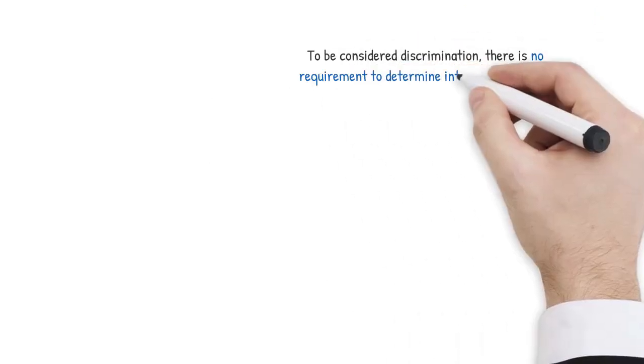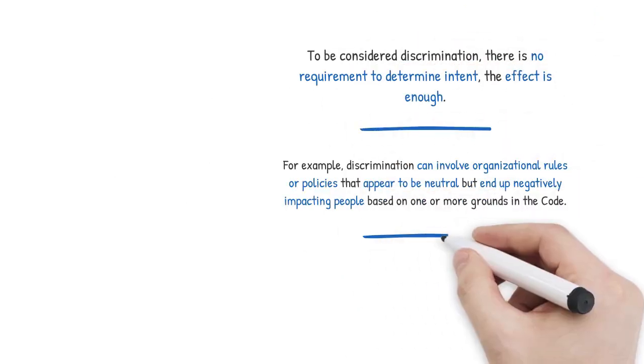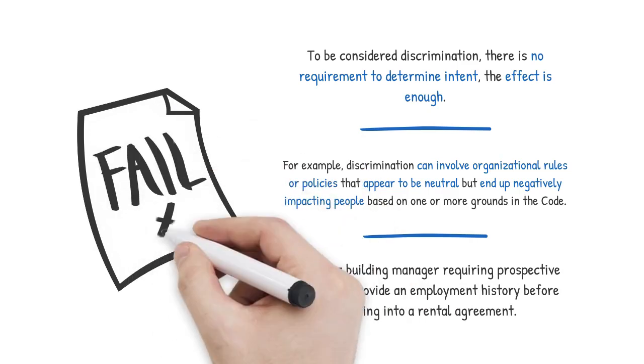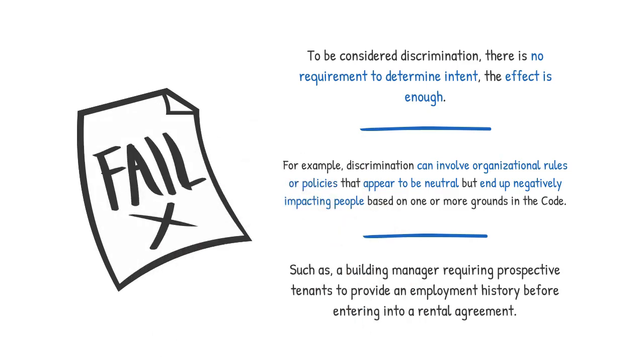To be considered discrimination, there is no requirement to determine intent. The effect is enough. For example, discrimination can involve organizational rules or policies that appear to be neutral but end up negatively impacting people based on one or more of the grounds in the Code, such as a building manager requiring prospective tenants to provide an employment history before entering into a rental agreement.